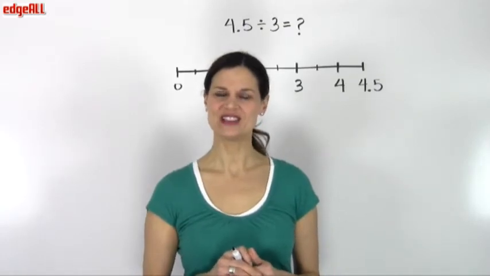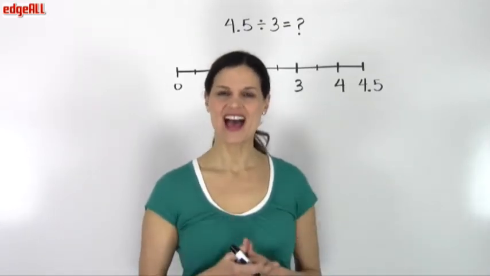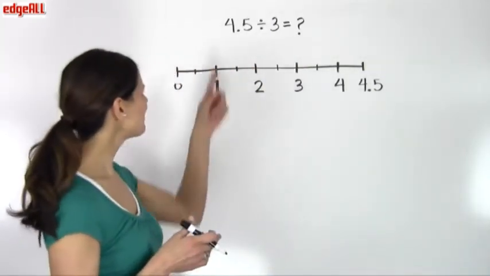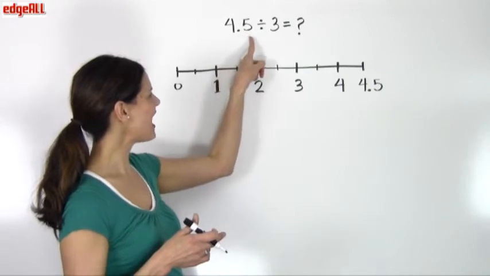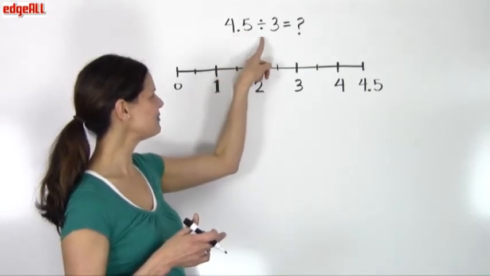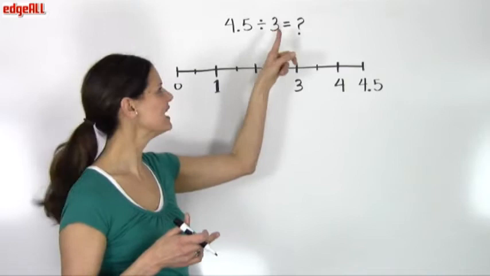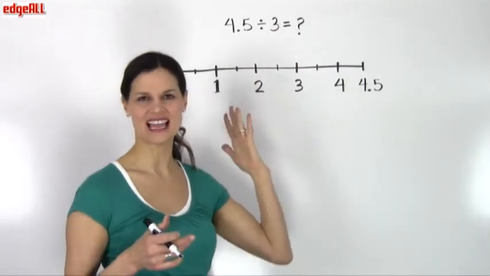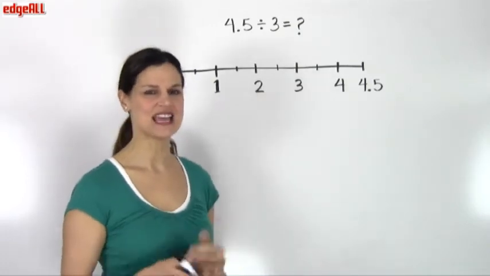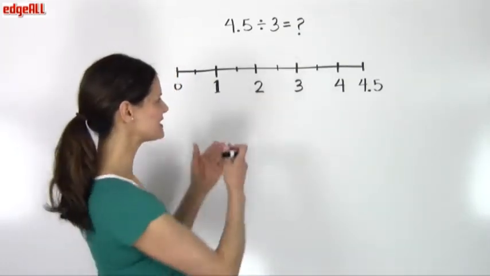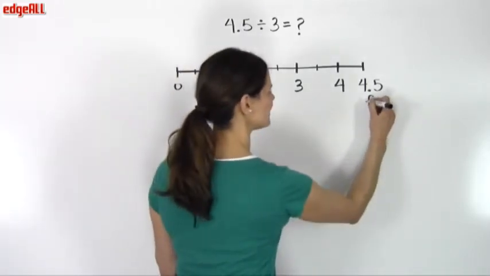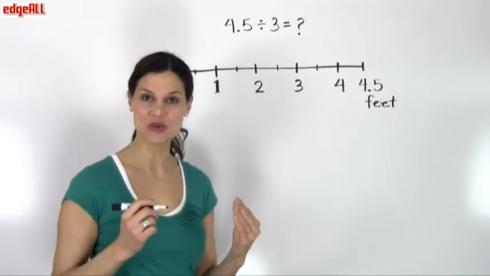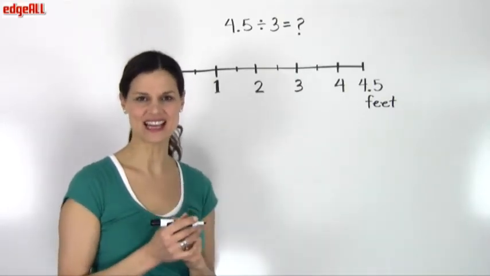But let's start by looking at an example visually of what it looks like to divide decimals and whole numbers. So I have a problem here, 4.5, so decimal, divided by 3, so our whole number, equals what? So let's look at this in sort of a number line or a length type visual example of taking something that's, say, 4.5 feet long and dividing that into 3 evenly divided sections.